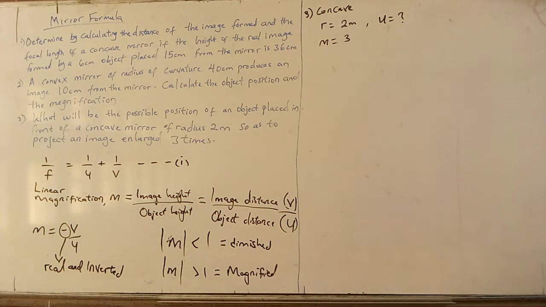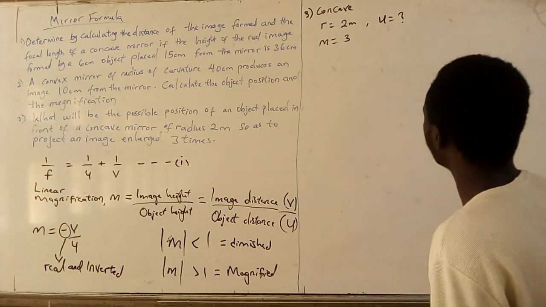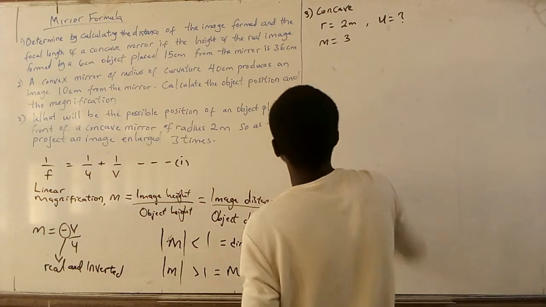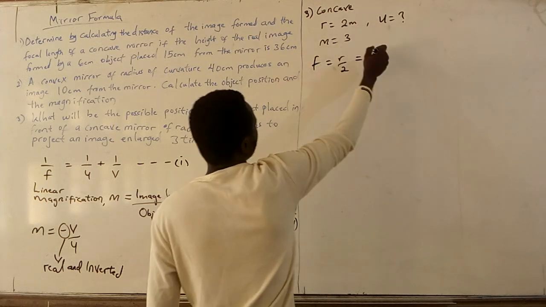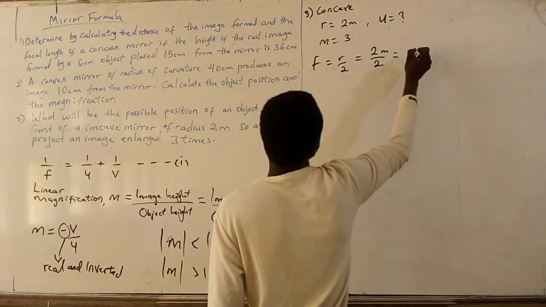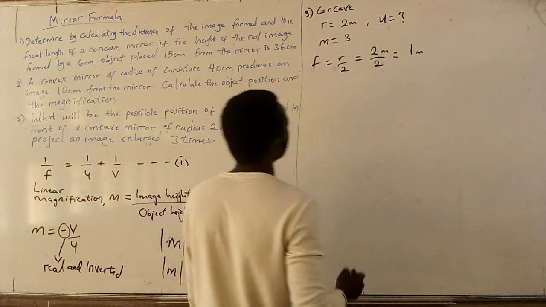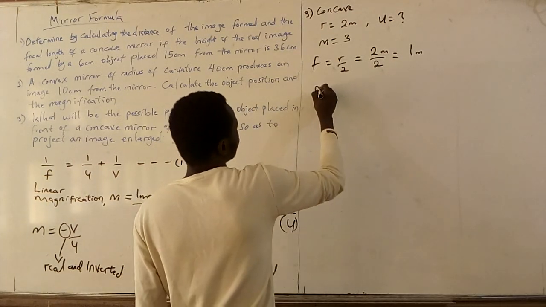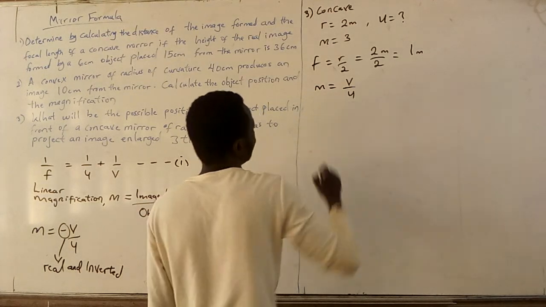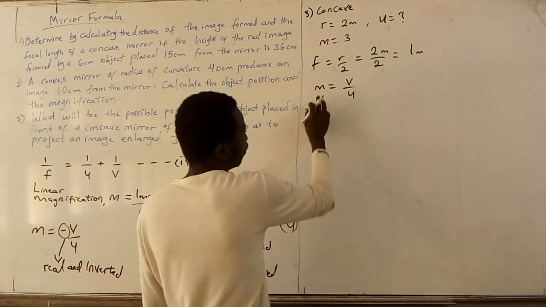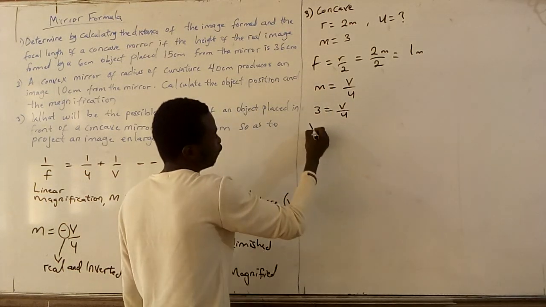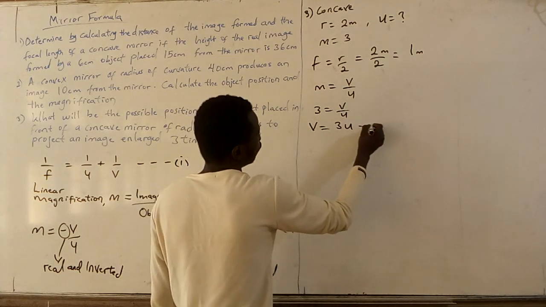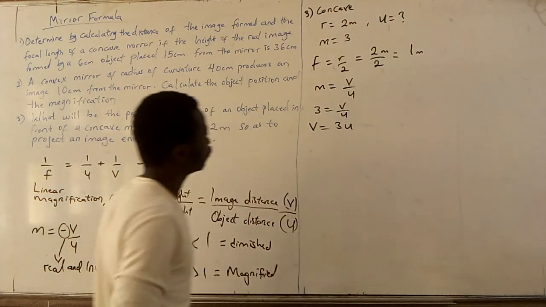What formula am I going to use? Now I have my magnification. From here, I can find F, the focal length. F is R over 2, and R is given as 2 meters, all over 2. So F is equal to 1 meter. Then magnification is V over U, and I'm given M to be 3. So 3 is equal to V all over U. I can say V is equal to 3U. So I have this equation also.